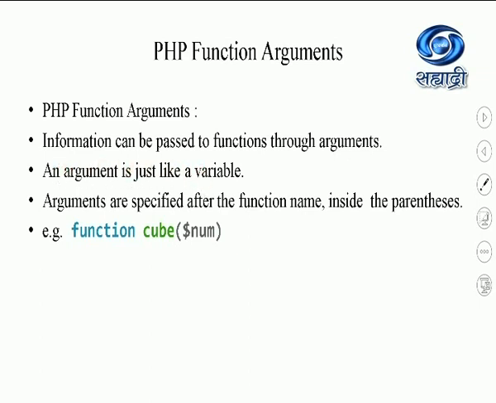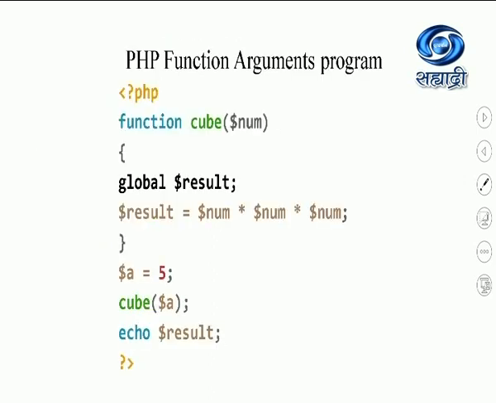So an argument is just like a variable. Arguments are specified after the function name inside the parentheses like this. Here $number is one of the variables which I have passed for the cube function. Students, this cube function is a user-defined function which I have written. For a user-defined function, we write the keyword function.